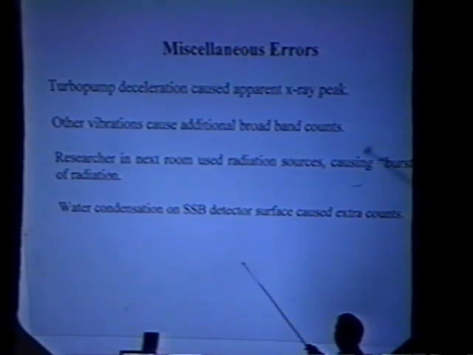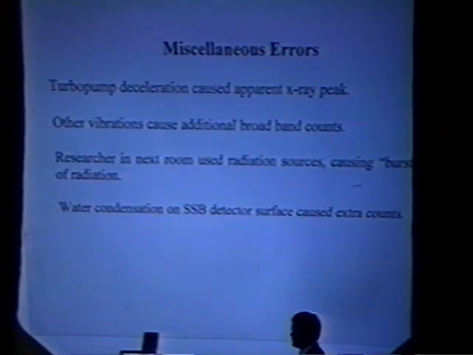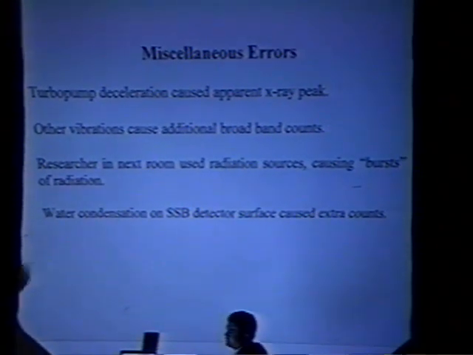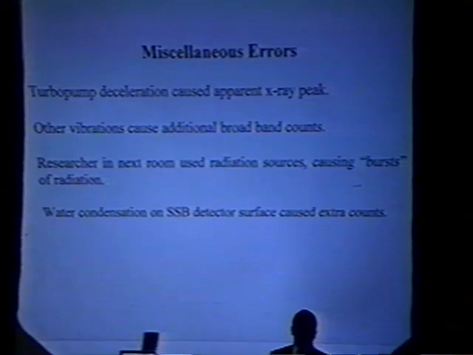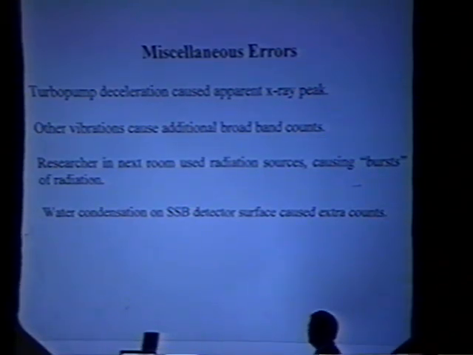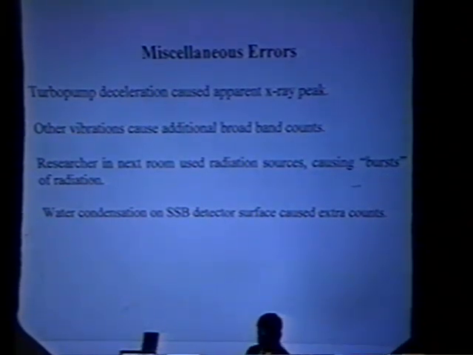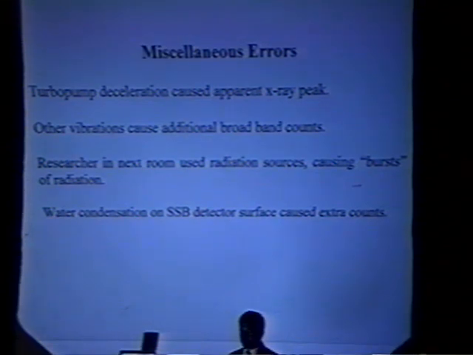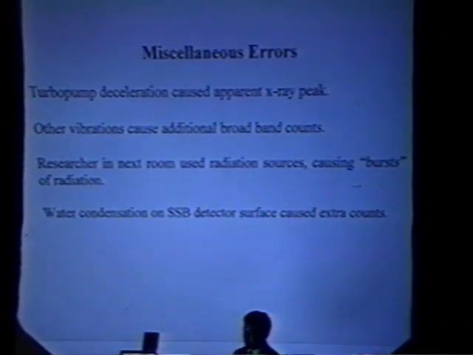I think a lot of people can tell stories along this line. If you're working in a large laboratory and the guy next door has this big radiation source and he brings it out once a day to do his experiment, you might see that in your experiment. And if you don't know what he's doing, that can cause you to think that you have bursts of radiation. Also, we found that water condensation on SSB detectors caused extra counts. I guess we can thank Steve Karchbaker for that observation at SRI.